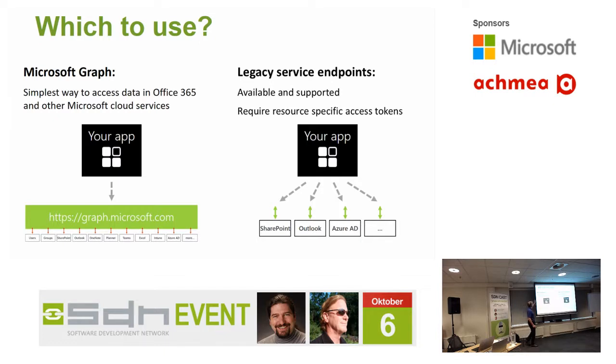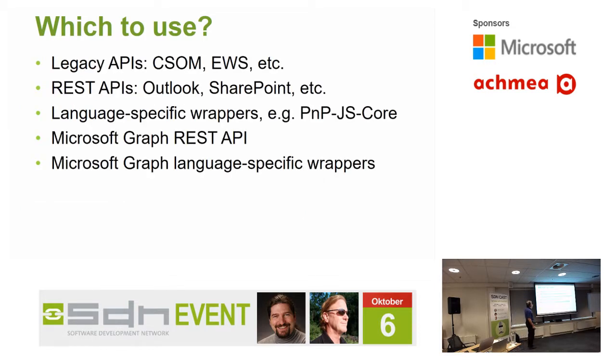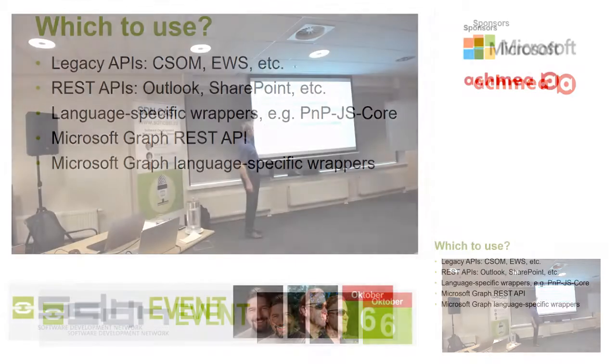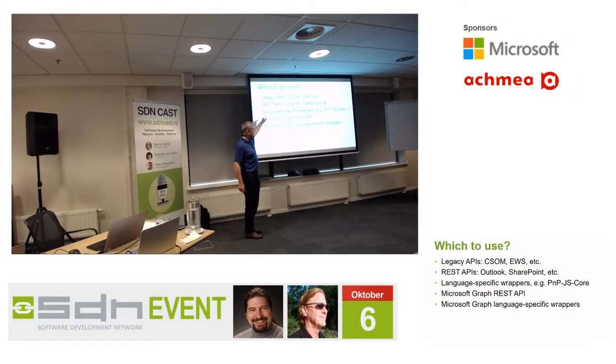So do you use the Microsoft Graph or one of these legacy, existing endpoints? That really depends on what you're trying to do. I think you can probably say that these very old APIs like CSOM and EWS are going to fall behind as Microsoft invests in these newer ones. The REST APIs are probably always going to have the latest material. Then the language-specific wrappers are always going to be one step behind.